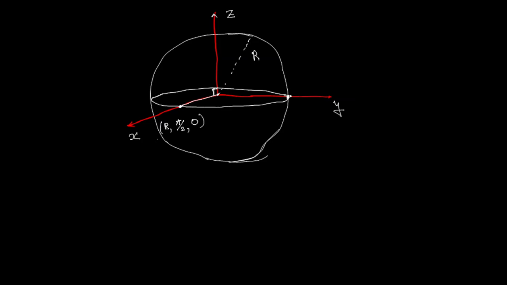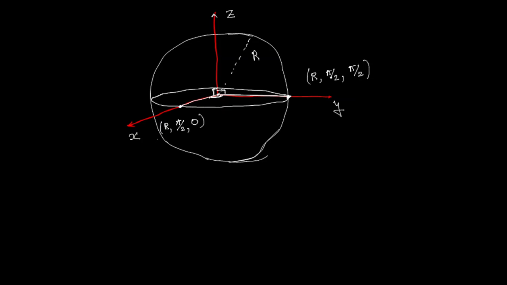Now what about this point? Again, this is on the surface of the sphere, so r will remain capital R. What will be the value of theta? If you join this point with the origin, it lies on the y-axis, so it makes an angle of 90 with the z-axis. So theta in this case will also be 90. And what will be the value of phi here? Now this vector makes an angle of 90 with the positive x-axis. So in this case, phi will also be 90.